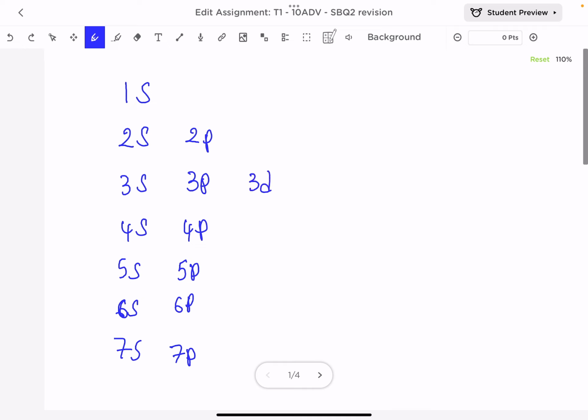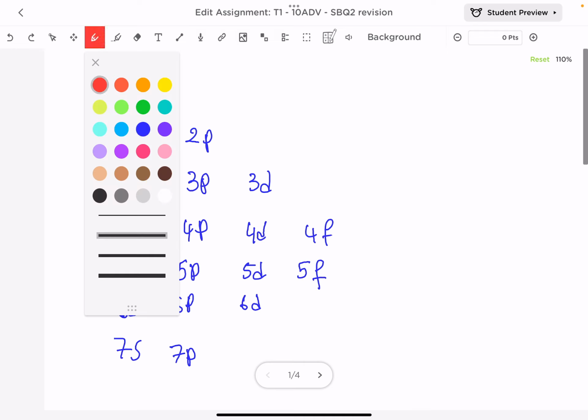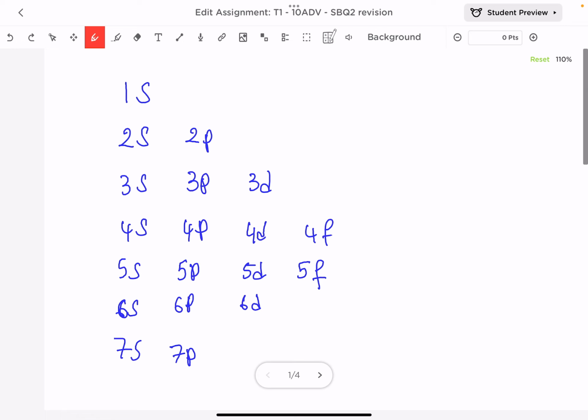So from the first level, the s sublevel starts. From the second level, p starts. From the third level, d starts, and 5 and 6. And from the fourth level, f starts. So 4f and 5f. And then after, you draw parallel arrows headed downward.